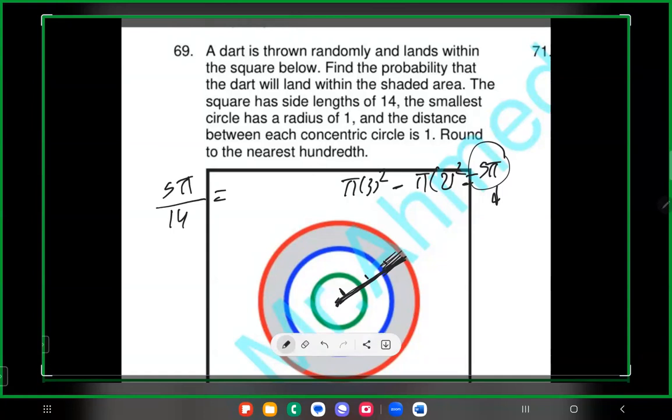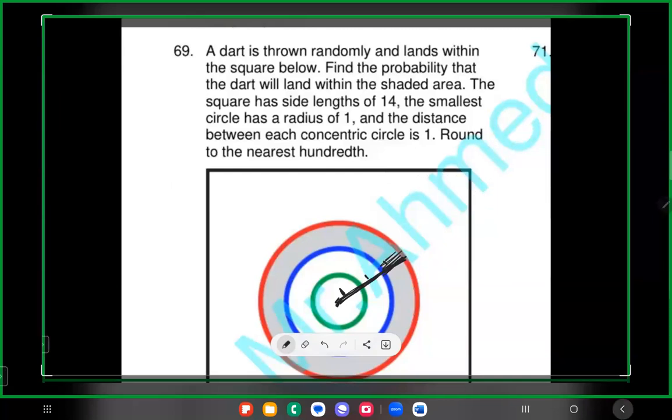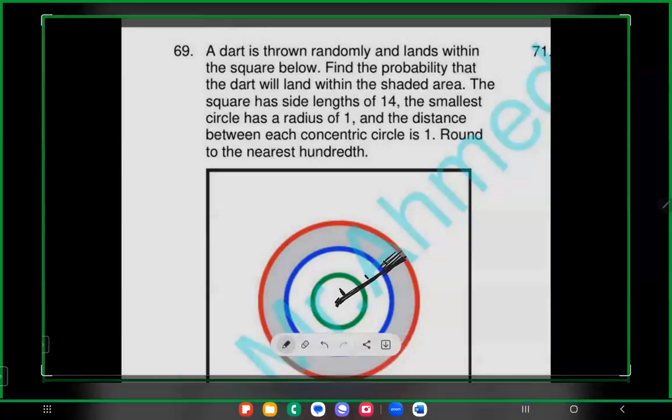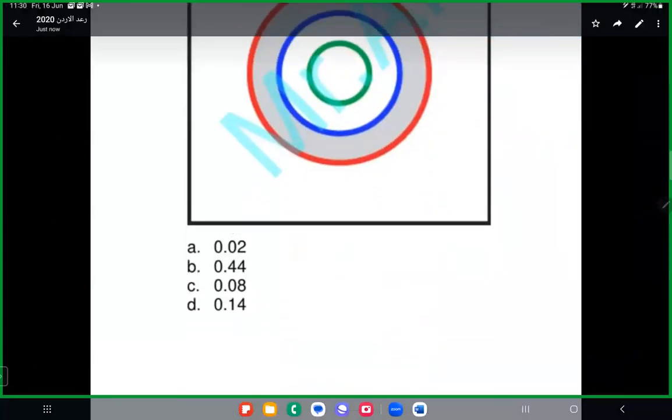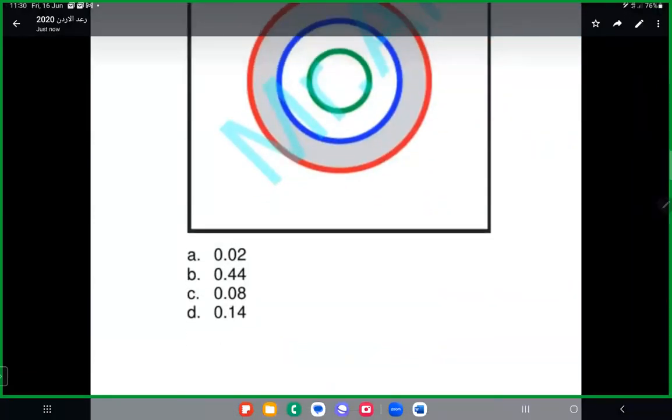1.21. Huh? 1.21. No, there's something wrong. No, it wasn't that way. Isn't it 1 over 3 times 1 over 3 times 1 over 3? No, it's not like that. No, it should be C.